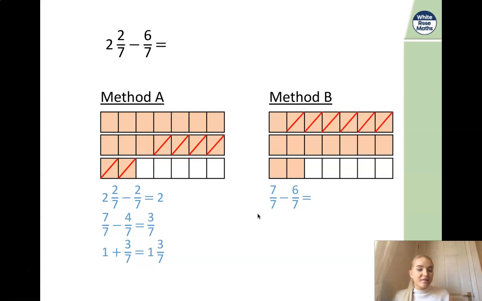So 7/7 subtract 6/7 gives me how many sevenths? 1/7. Fantastic. So we have now already subtracted the 6/7. So what do we need to do now? That's right, we need to add your whole and your parts. So we have got 1 whole and 2/7 add 1/7. And we can see we've got 1 and 3/7 all together. So 2 and 2/7 subtract 6/7 is the same as 1 and 3/7.